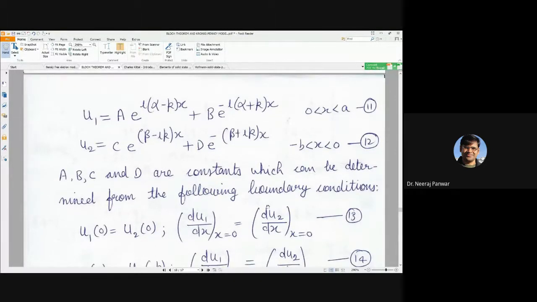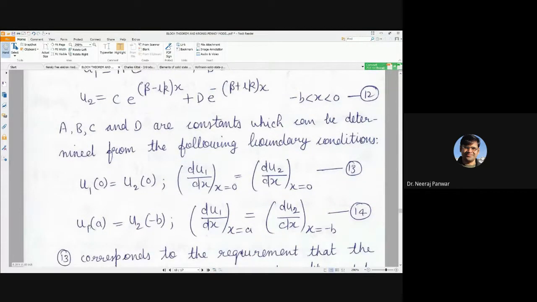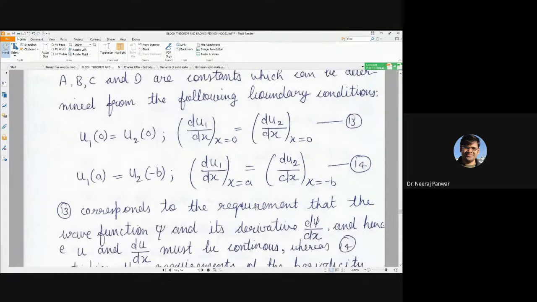Now we need to apply certain boundary conditions: at x is equal to 0, u1 and u2 values should be the same, and their first derivatives, because it is a Schrodinger wave function, it must be continuous, it should not be discontinuous. Therefore, u1 and u2 should be equal at 0, and their first derivatives should also be equal. Similarly, u1 at a and u2 at minus b should be equal, and their first derivatives should be equal.